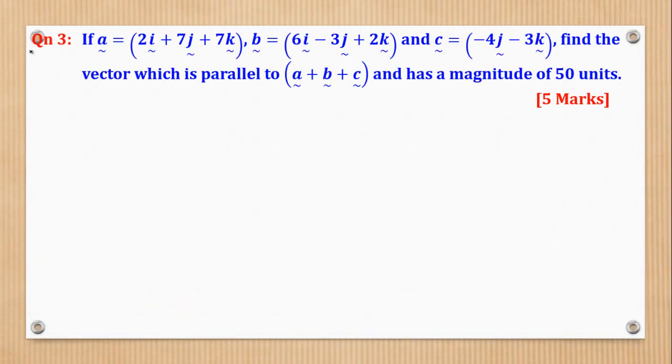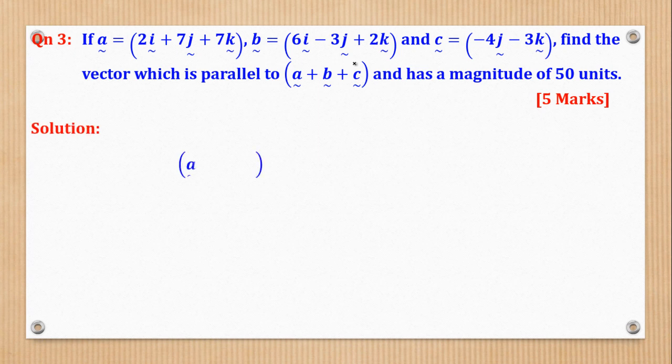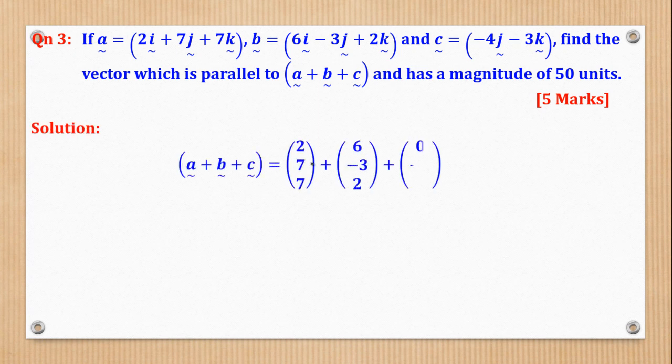So now I shall go to question 3. Question 3 says, if vector A is this, vector B is this, and vector C is that, find the vector which is parallel to this and has magnitude of this. So we are given magnitude and direction, and we want to get the vector. First let us get the direction. A plus B plus C gives what? A plus B plus C gives this.